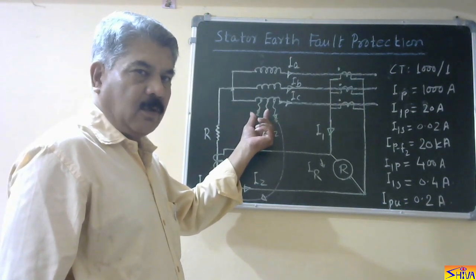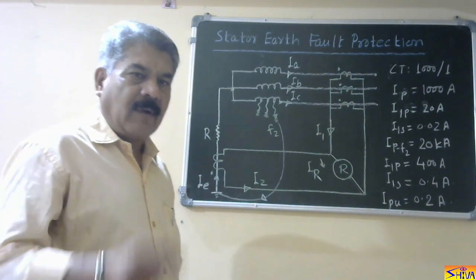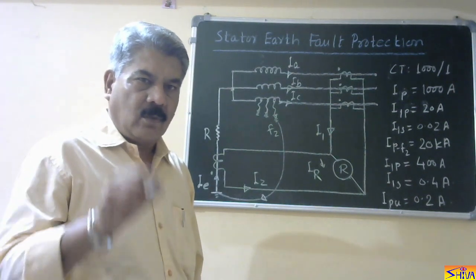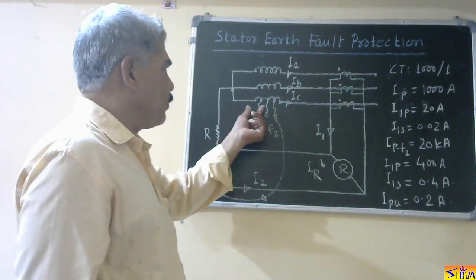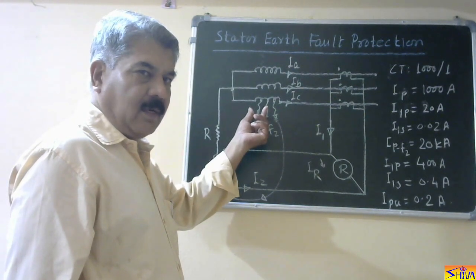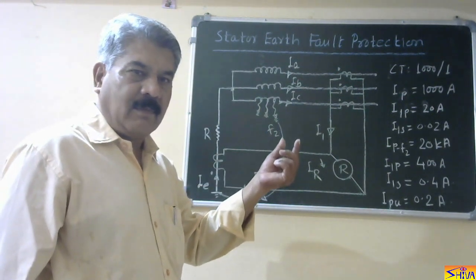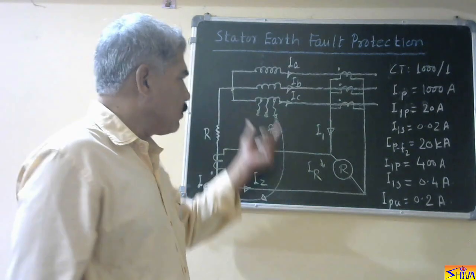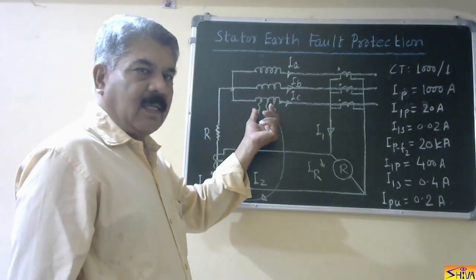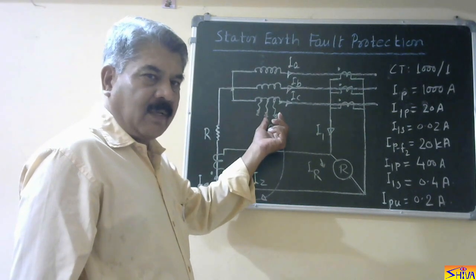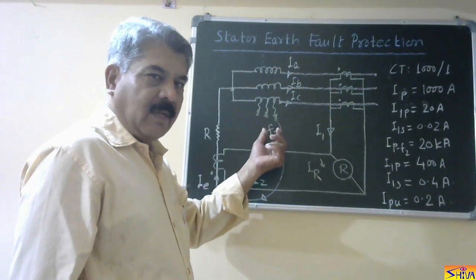If earth fault takes place, let us say, at the point where only 10% of the number of turns are coming into picture, because generated EMF is 5Z NP by 60A, where N is the number of turns. So suppose only 10% turns are coming into picture, then generated EMF will be reduced to 10% only. So in place of 10 kV, generated EMF will be 1 kV.